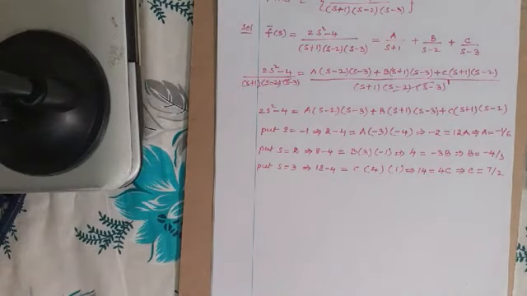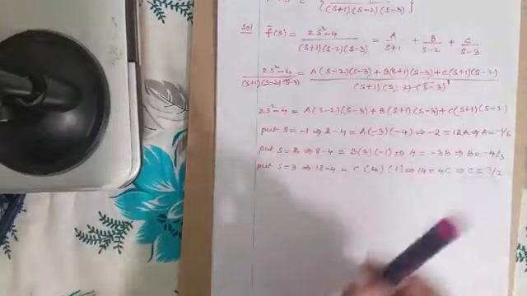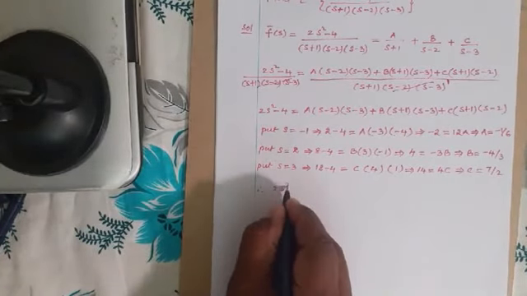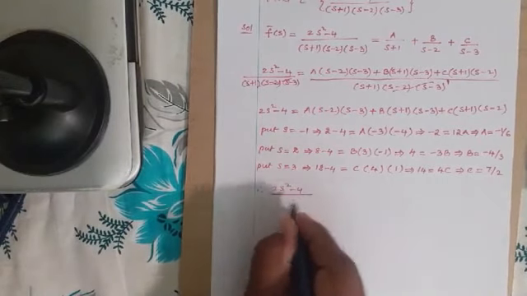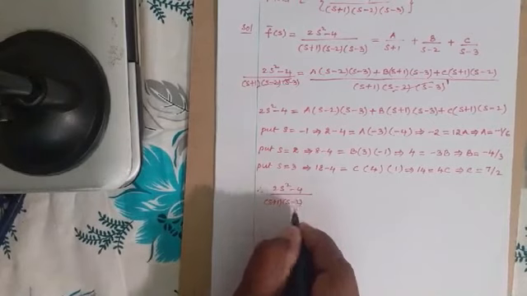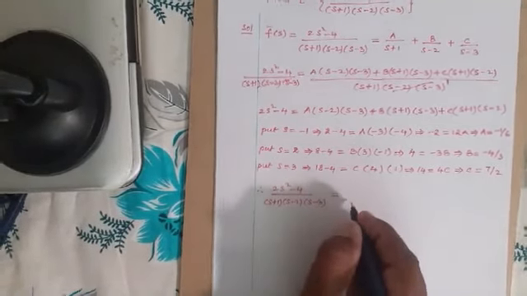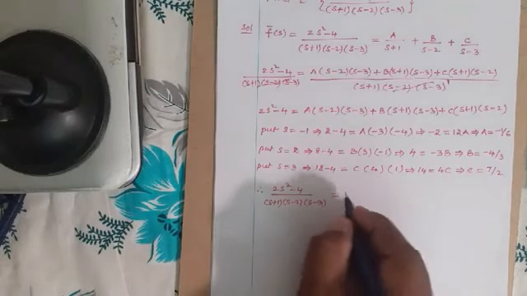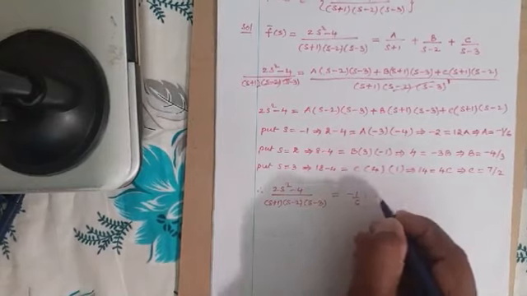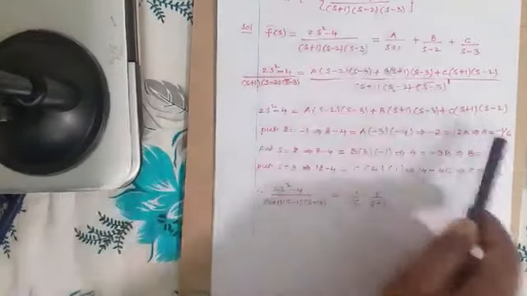Now directly we substitute a, b, c here, so this becomes therefore 2s square minus 4 upon s plus 1 into s minus 2 into s minus 3 is equal to, in the place of a I am writing minus 1 by 6, so minus 1 by 6 into 1 upon s plus 1, because in the place of a we have minus 1 by 6.